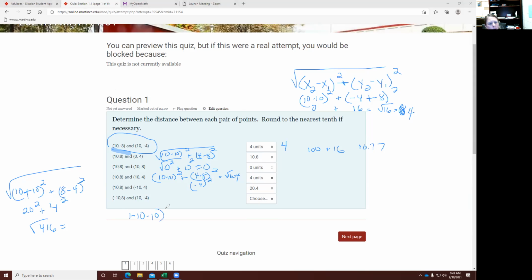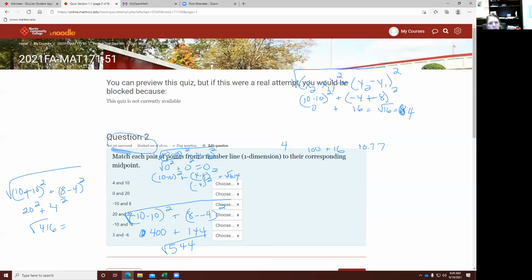And then the last one down here, -10 minus 10 squared plus 8 minus -4 squared. Square root of that, that's going to be -20 squared, which is still going to be 400, plus 8 plus 4 is going to be 12, which is 12 squared, which is 144. So this is 544, and the square root of that is 23.3. All right, let's erase some of this.